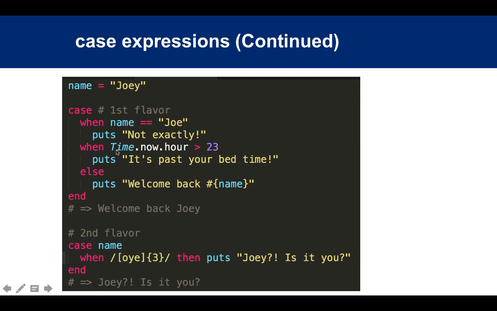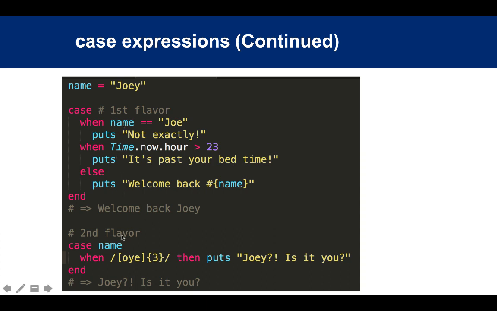Just to give an example, the first flavor of a case is when you have a variable, let's say name, compared to Joe or something completely unrelated. So you have if time is greater than 23, or else clause. These are not related at all.